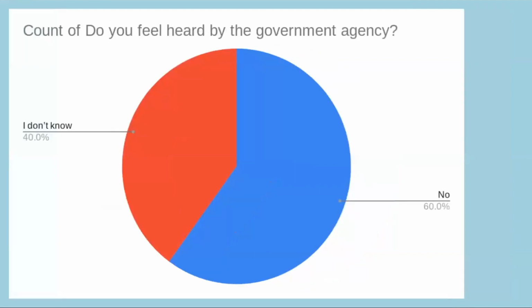I also asked if they felt heard by the government agency, and 60% of the people said no. 40% said they don't know. And it really shows that most people don't know what the government is doing about addressing air pollution. Next slide, please.